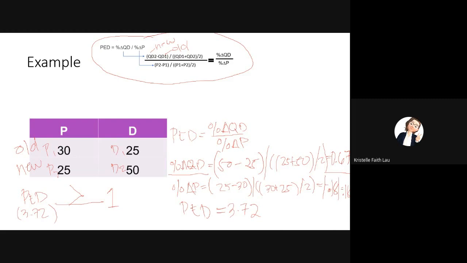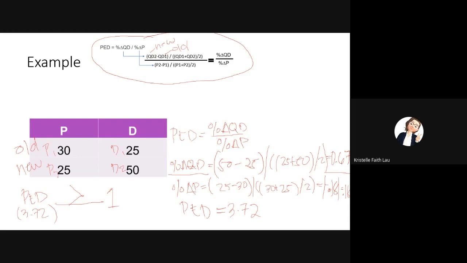If ever na ato ang PED is equal to 1, so ang percentage change in demand is exactly the same as the percentage change sa tuang presyo, then the demand is unitary elastic. So, sa unitary, kay parehas or pantay ra ang porsyento sa pagbago sa quantity demand o porsyento sa pagbago sa ato ang presyo.